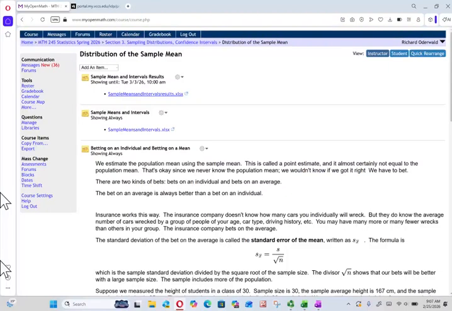This is actually a continuation of the central limit theorem. It's the distribution of the sample mean. With the mean and the standard deviation, we bet on individuals. With the mean and the standard error of the mean, we bet on the average. Not only are we betting on the average, we're betting on the average of averages, which we don't actually have.